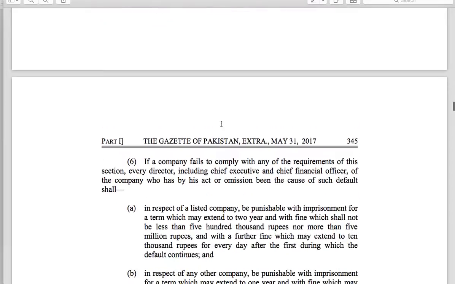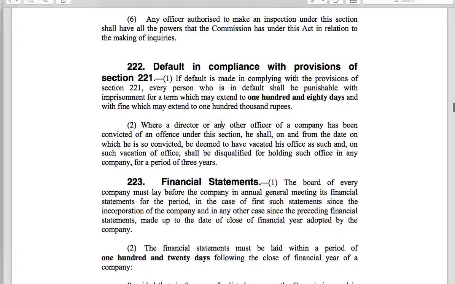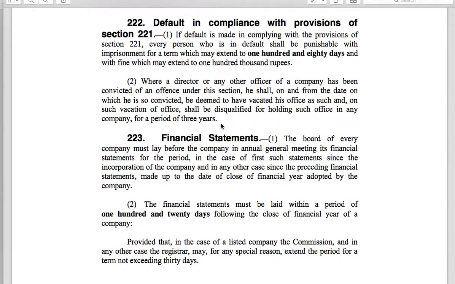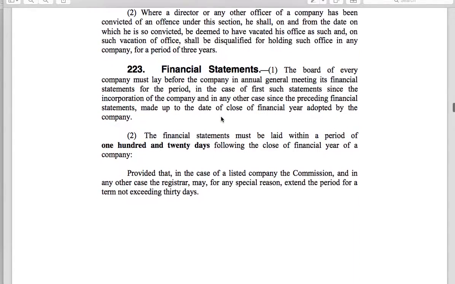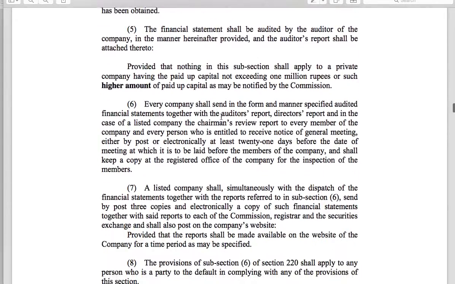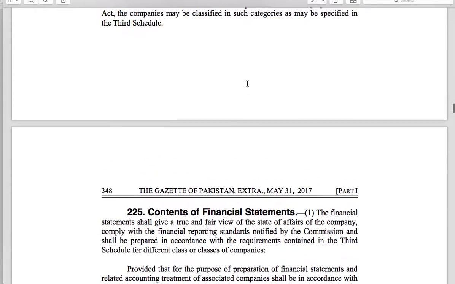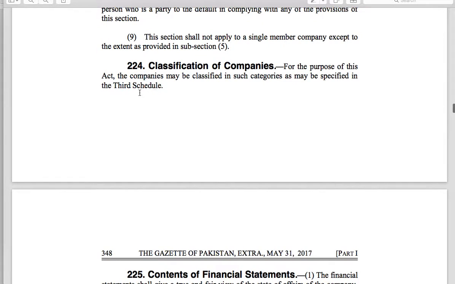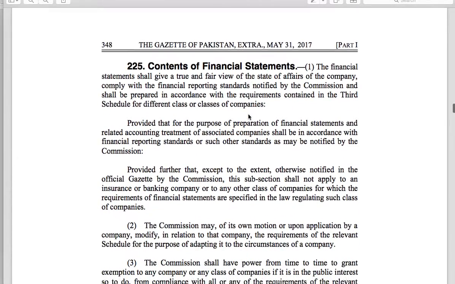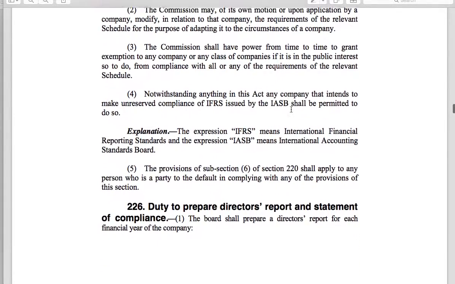These are compulsory for every company to keep. Then they can be inspected by the commission as well as the shareholders. The financial statements are placed in front of the shareholders in the annual general meeting. They are approved by the directors. The directors have to sign. This is the classification I was talking about. And in the third schedule, different classes of companies have been given, and the fourth and fifth schedules define what kind of compliances they have to do, what kind of contents of financial statements different companies should have.